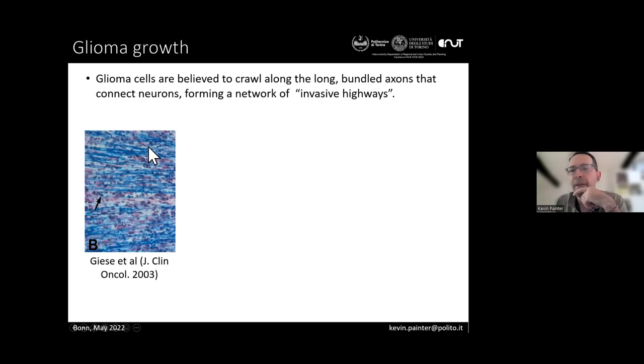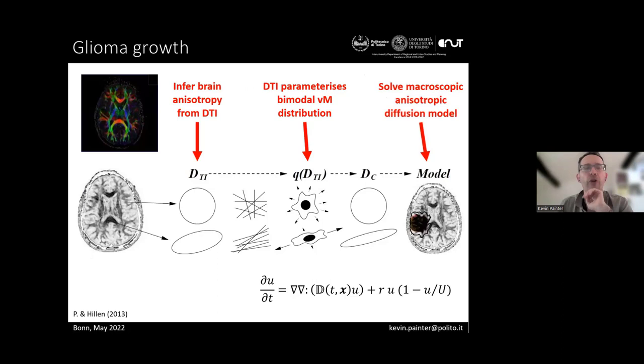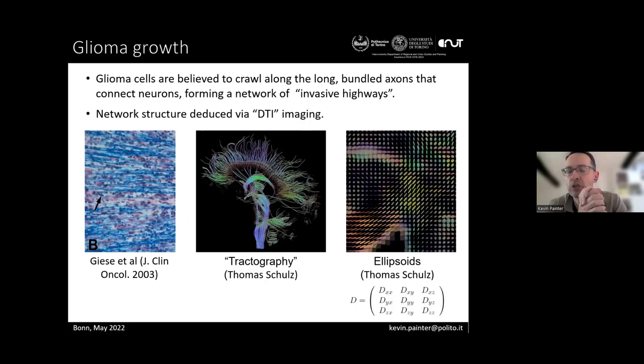But a very encouraging development is that this network structure, this anisotropic arrangement of the brain, can be deduced through particular imaging. And that's through a process called tractography that basically allows us to create a map showing this highly structured arrangement of these bundles of axons in the brain. And each of those can be represented in terms of an ellipsoid, which is effectively of the form of a diffusion tensor matrix. Okay, so we actually have from imaging a map of the anisotropic structure of the brain.